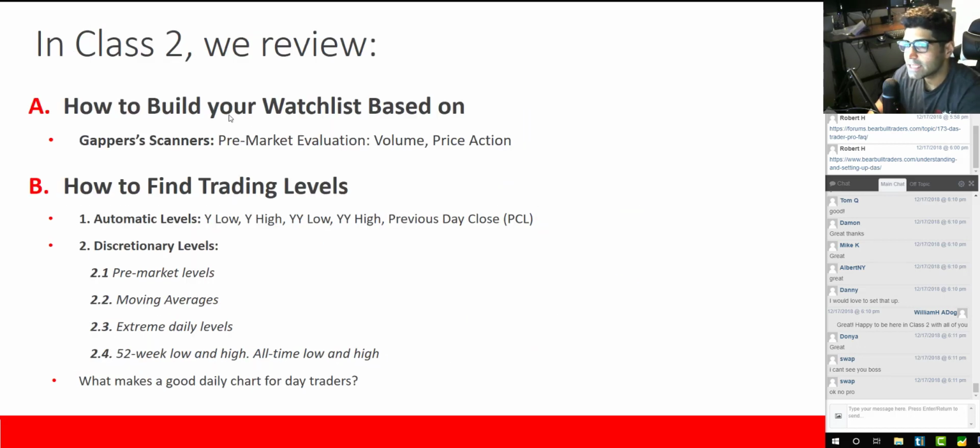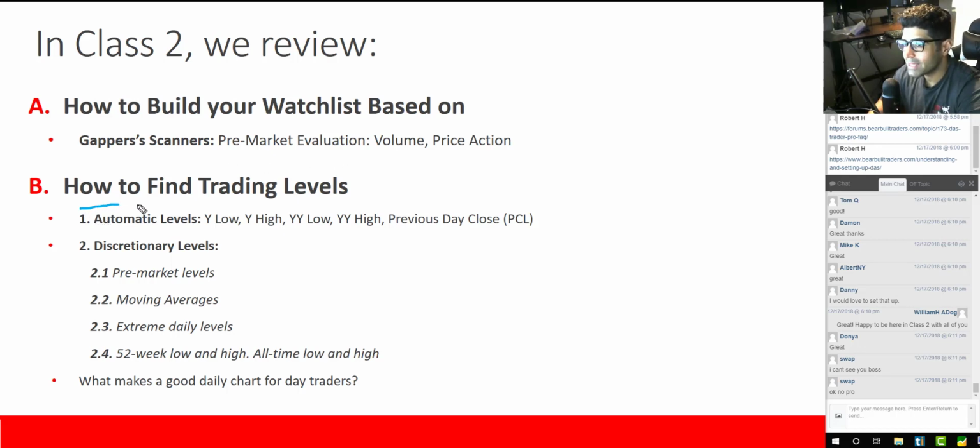So what we discuss in class: how to build your watch list based on the Gappers scanner. We do have a Gappers scanner that I'll walk you through one by one, and teach you what we are exactly looking for as day traders before the market opens. And after the market opens, we're looking at finding trading levels, support and resistance levels. There are two parts to that.